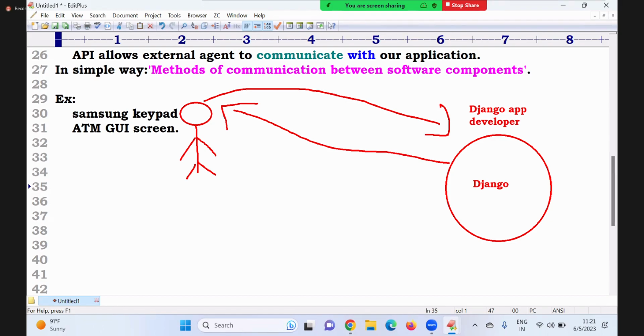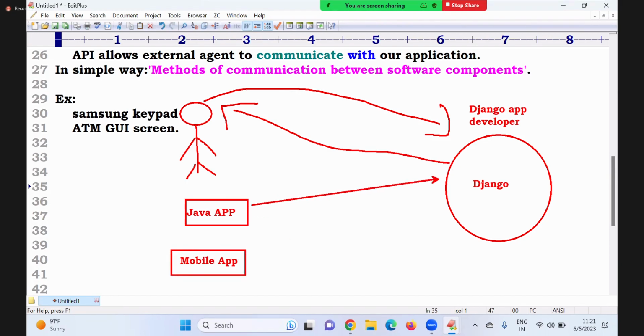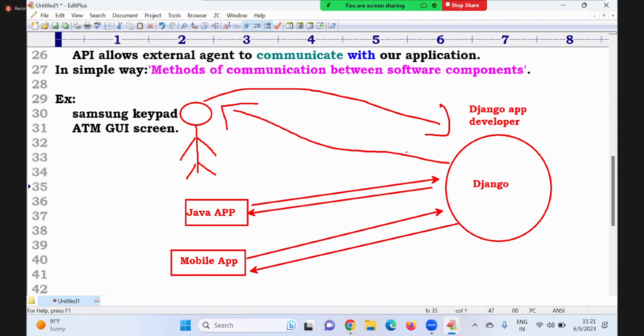But now a third person came. He is using a Java application. But my HTTP response, Django is not able to give a response to the Java application. For example, a third party is using some mobile application. The mobile app is there. Now Django is not able to give a response. One common interface is required to provide communication between these two. Now what is required? API is required. That's why these are called API developers.